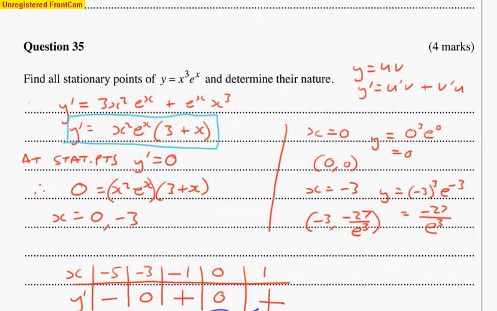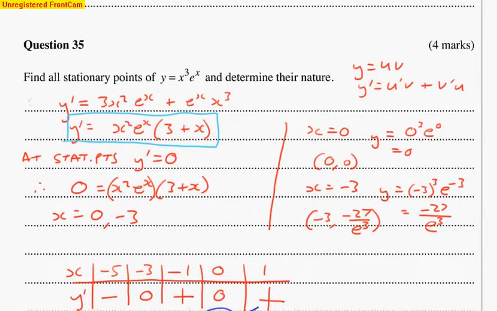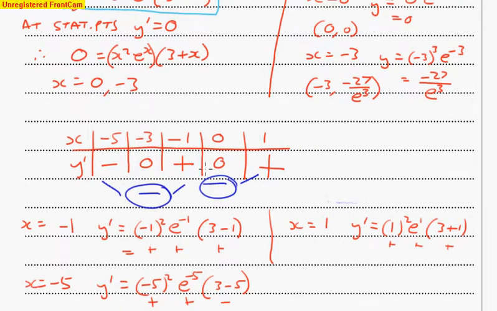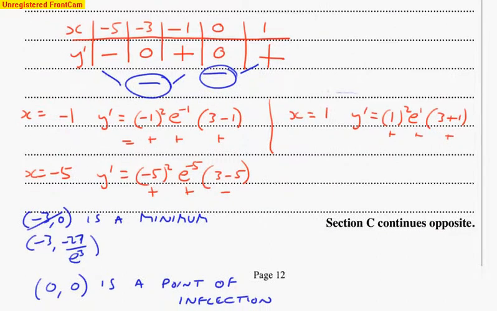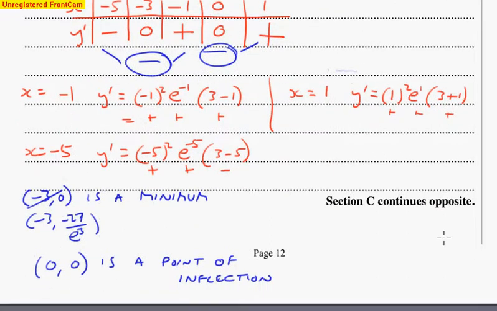So that's that. The method was: you find the derivative, put it equal to 0 at stationary points, find what the points are, do yourself a table of how the gradient is going, and when you've done that, you can decide what sort of things you've got. Okay, that's that.